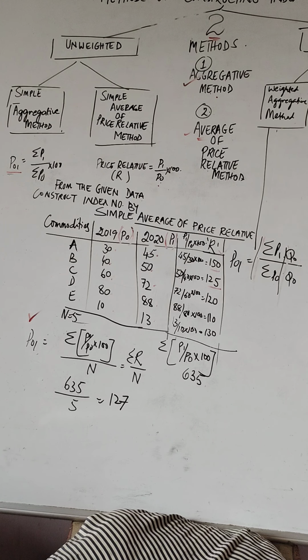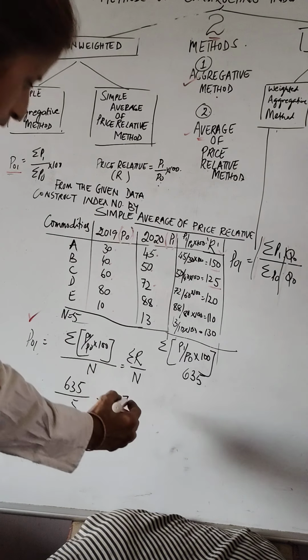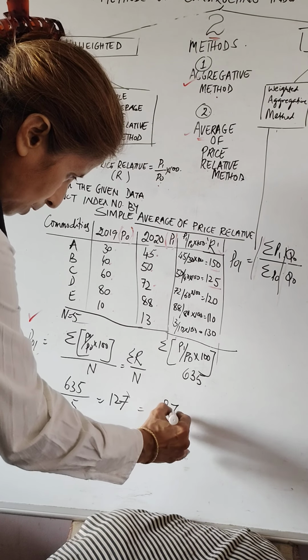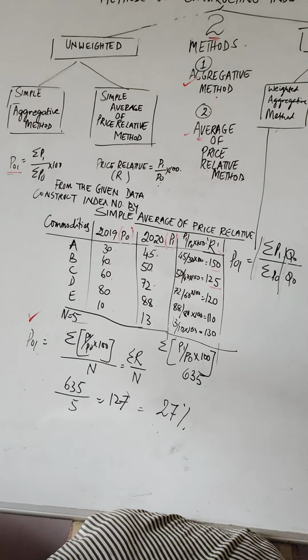What does it show? It shows a net increase of 27% in prices in the year 2020 as compared to the year 2019. So this is how the index number is, which shows a 27% rise. Okay, so that's what it is.